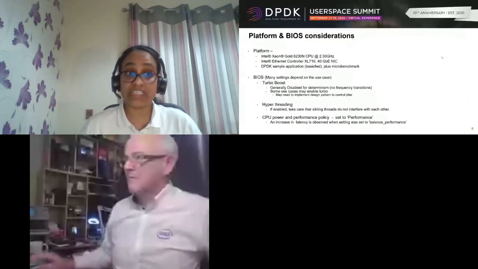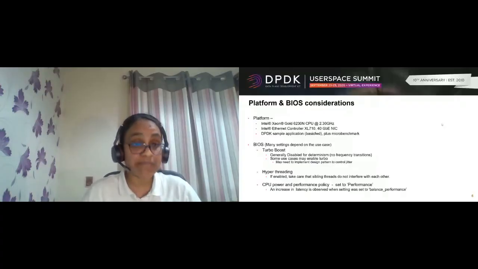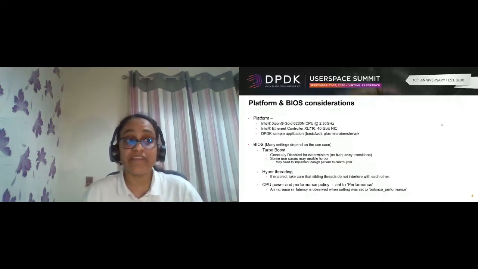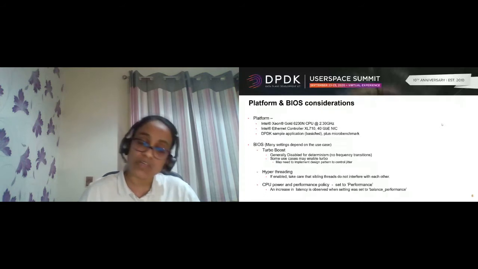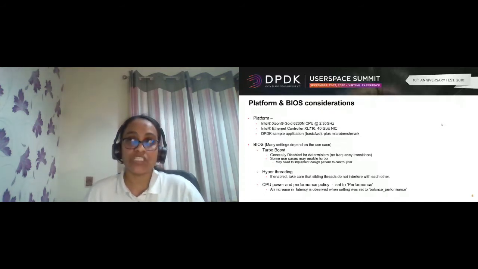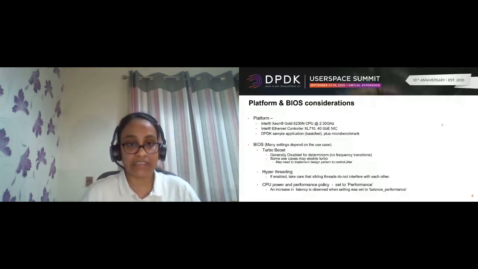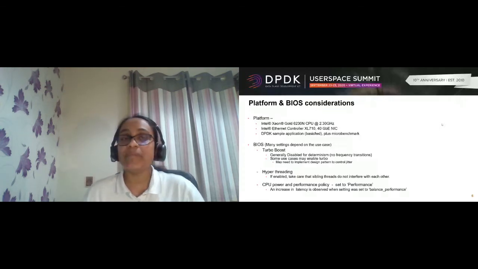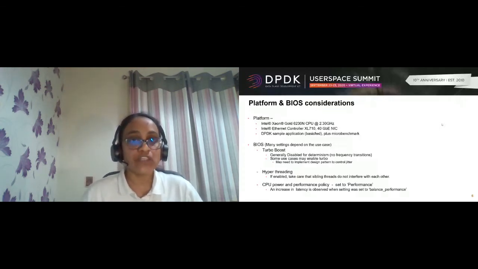The best is to disable this if you want determinism, but you can have it enabled for your requirements. You should take care to use good techniques to control the jitter because of turbo boost, because turbo can cause frequency transitions. The next would be hyperthreading. Make sure you disable it if you're not using it, but for the cases where you cannot avoid it, you should make sure to use techniques where the sibling threads cannot interfere with each other.